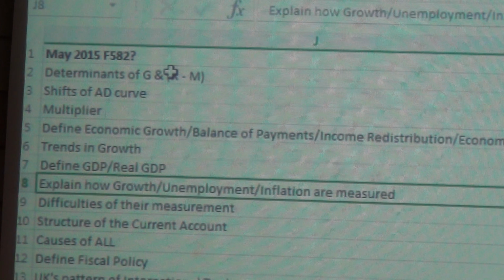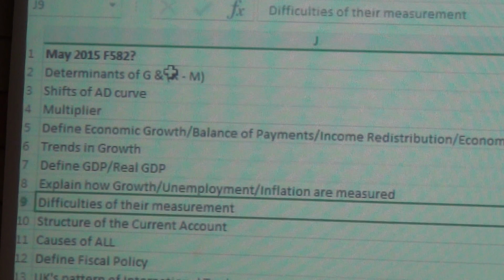I remember, it must be quite a few sessions ago now, maybe 2010 or 2011, you were asked to explain how inflation was measured. That was a 5-mark question. So you could well get that type of question again, but maybe related to economic growth, how it is measured, or maybe related to unemployment, how rates of unemployment are actually calculated.